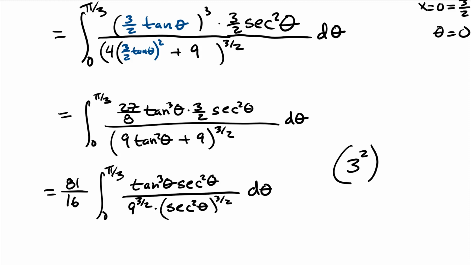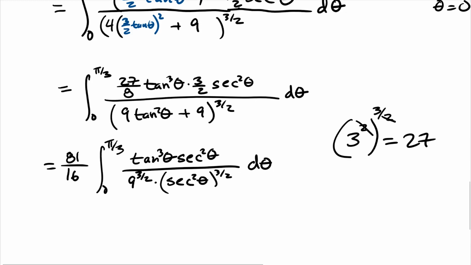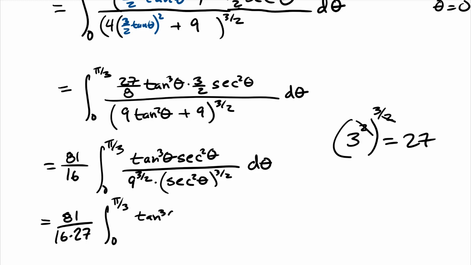Now, 9 to the 3 halves power is 3 squared to the 3 halves power. The 2's cancel, leaving you with 3 cubed, or 27. So we can yank that out to the bottom. So we have 81 over 16 times 27. Don't worry, the 81 and the 27 are going to cancel out nicely. So we're left with tangent cubed times secant squared all over. The 2's cancel, leaving you with a secant cubed down in the denominator.